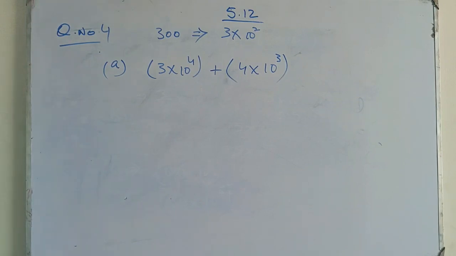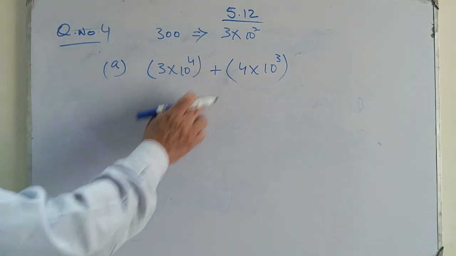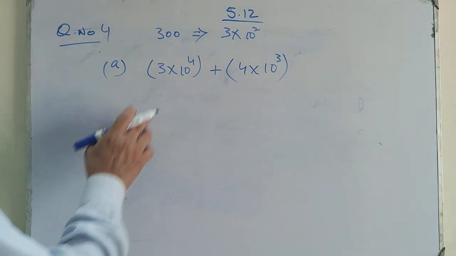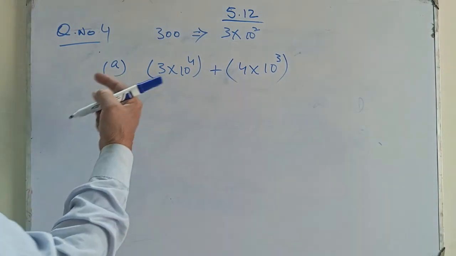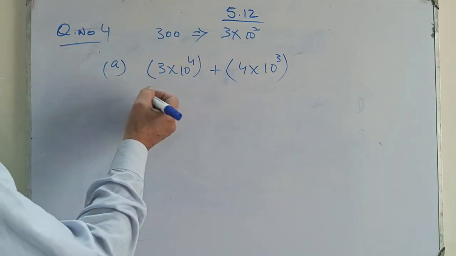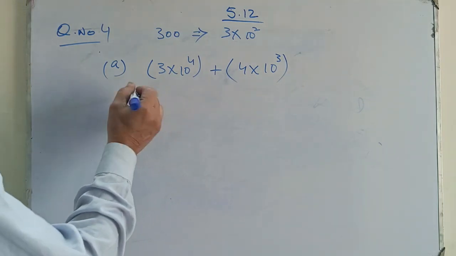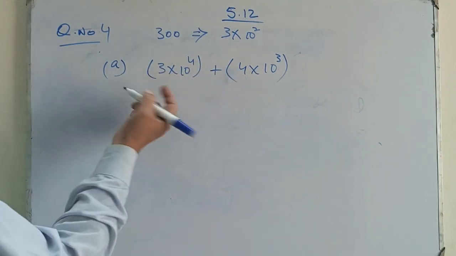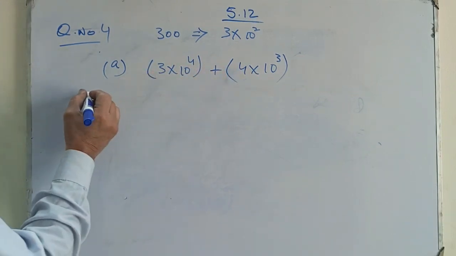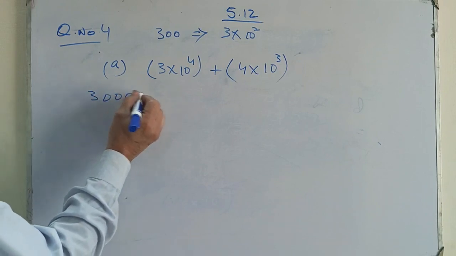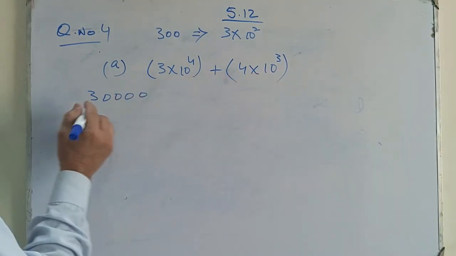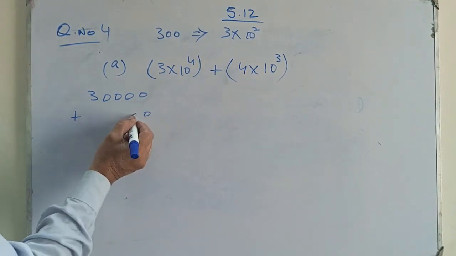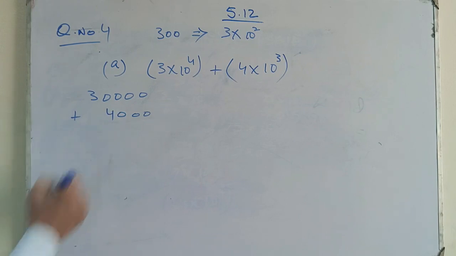Very simple question. When there is a plus over here, then it is very simple. Now what you do is, you can do it like this. This is 3, and in fact it is 3 into 4 zeros, and we have to add 0 from the unit side, 0 0 0 and 4.